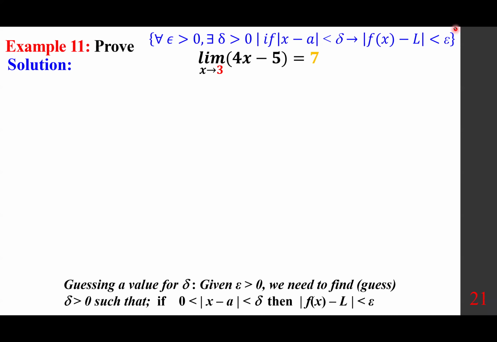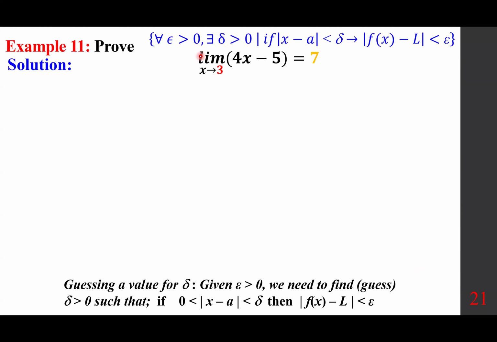Again, I'm writing the definition that I mentioned here. And we want to prove the limit of 4x minus 7 as x approaches 3 equals 7. As you know, we just plug in. But quickly, as far as the precise definition and how it works, you start writing out this one.